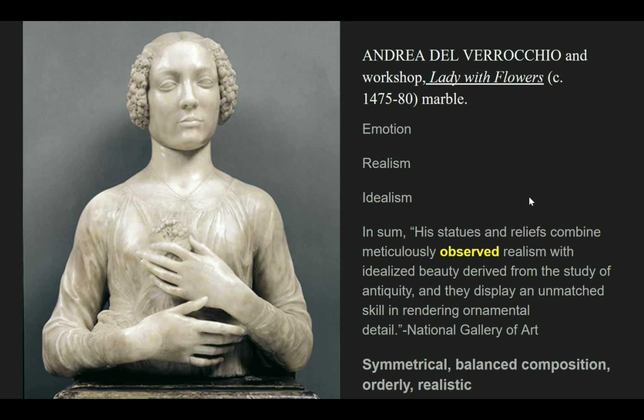I like the way the National Gallery of Art describes Verrocchio. "In his statues and reliefs, he combines meticulously observed realism with idealized beauty derived from the study of antiquity, and they display an unmatched skill in rendering ornamental detail." So remember how we talked about that ability to create such details of these different textures as a sign of skill. But I want to focus on this term observed.